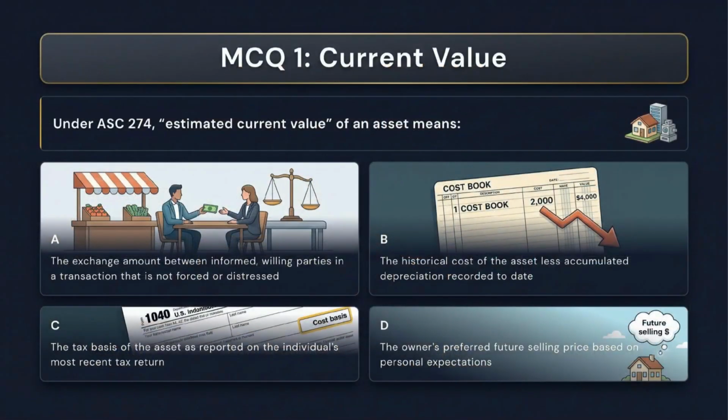For MCQ 1, focus on the phrase estimated current value. The slide gives you four possible meanings, but only one matches ASC 274. Ask yourself, is the answer based on an informed willing buyer and willing seller exchange, or is it based on historical cost, tax basis, or personal preference? Think through that distinction now and lock your answer before moving to the explanation.